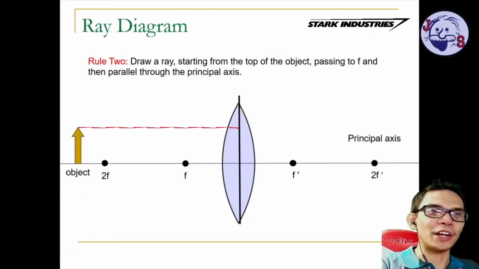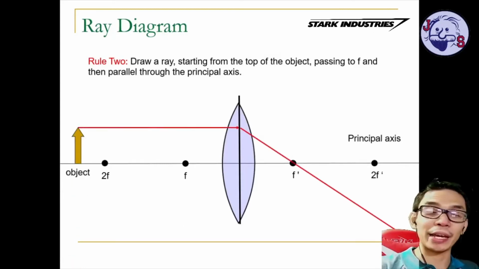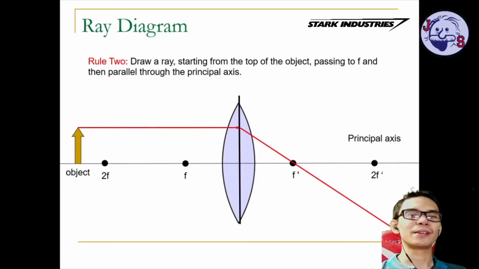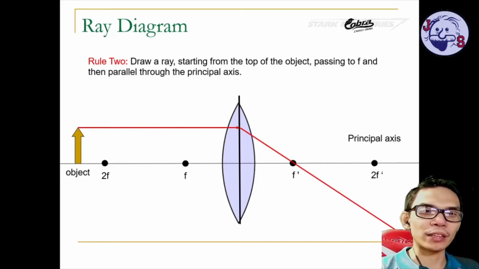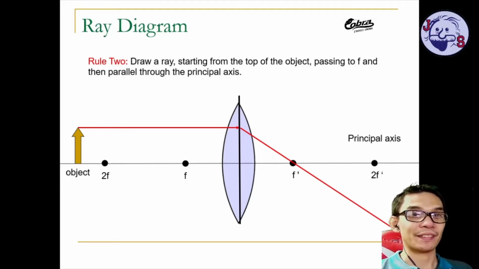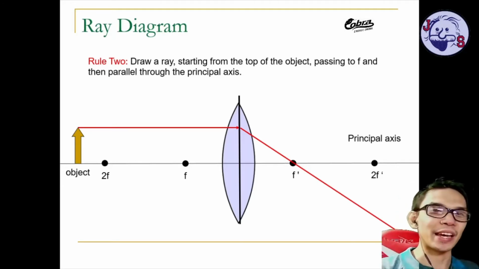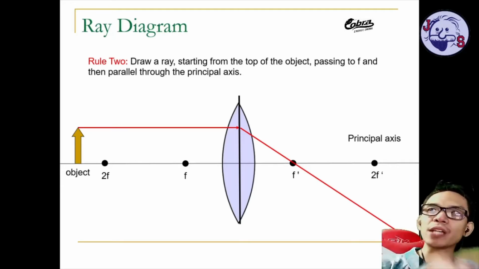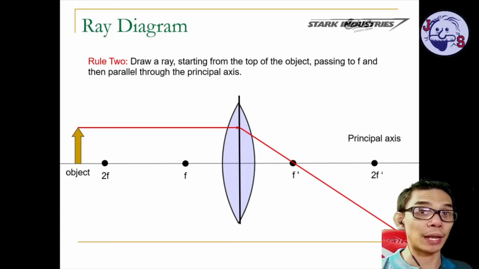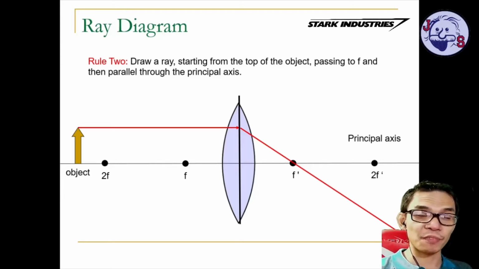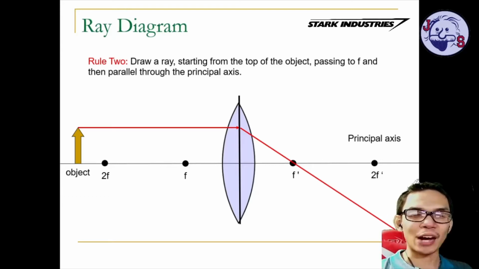Okay, so earlier we have the principal ray and it looks like that. So how does a focal ray look like? In a convex lens, draw a ray starting from the top of the object, passing through F and parallel to the principal axis. Again, you can pause this video to try it out.